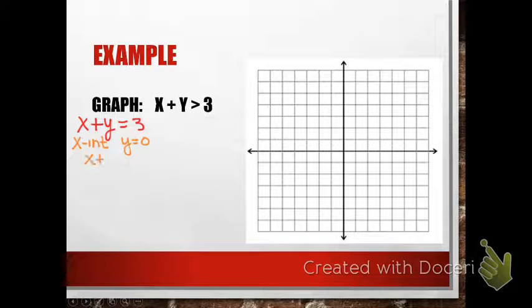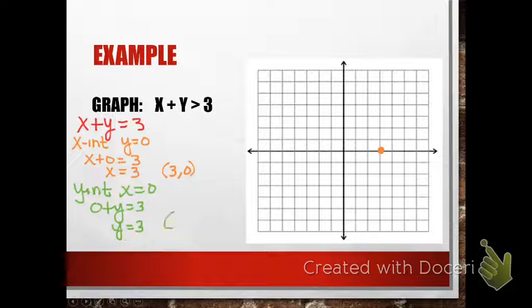So we'd get x plus 0 equals 3, which means that the x-intercept is 3. So I got a 3 for x when I plugged in a 0 for y, and the point 3, 0 is on my graph. Next, I'm going to find the y-intercept by plugging in a 0 for x, and I get y equals 3 when I plug in a 0 for x, which means the point 0, 3 is a point on my graph.